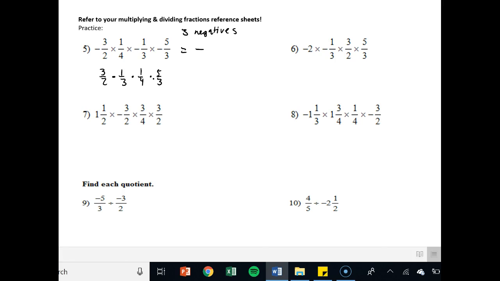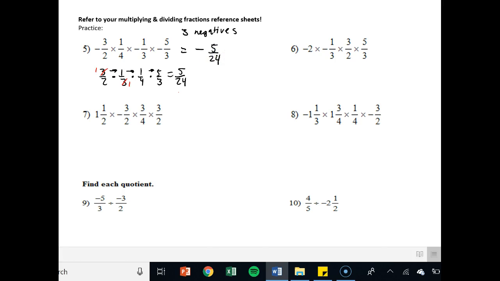Cool. So if I do this division, I can say, okay, this both can be divided by 1. Nothing else really to cross cancel, so multiply straight across. 1 times 1 is 1, times 1 is still 1, times 5 is 5, right? 2 times 1 is 2, 2 times 4 is 8, 8 times 3 is 24, so 5 over 24, so your answer is negative 5 over 24.